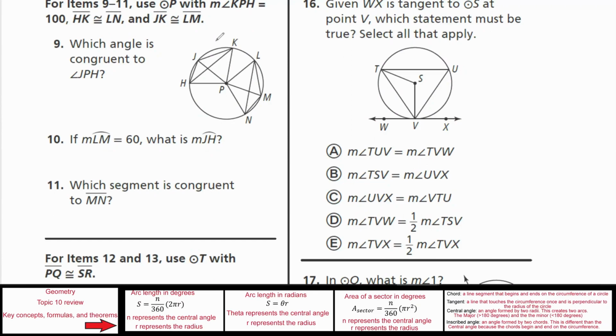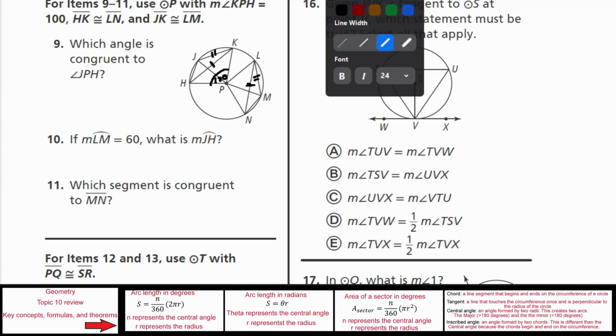Looks like a doozy. So let's see what we're given. We're given KPH is 100. So I'm going to mark from K to P to H and make a note that that's 100 degrees. HK, that's this line here. And LN are congruent, as well as JK and LM. Okay, that's pretty easy to see.